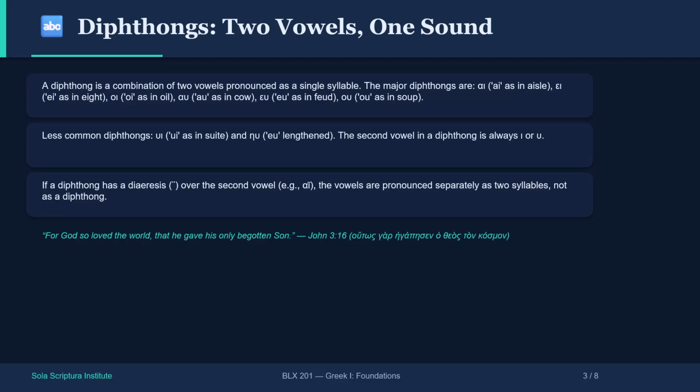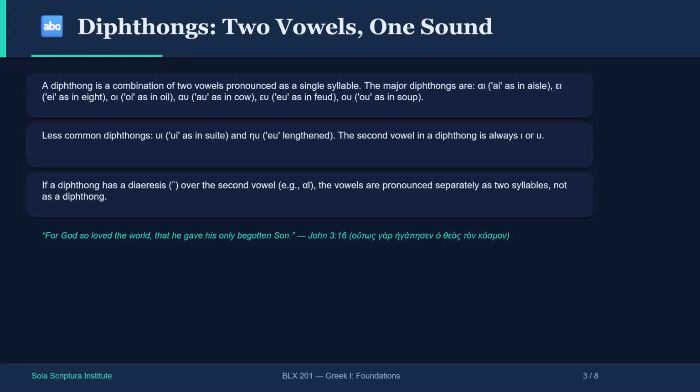So less common diphthongs would be like UI, as in the UI in sweet, and the eta upsilon, like a lengthened U. I don't know if I will even say it like that, but anyhow, the second vowel in a diphthong is always iota or upsilon, right?